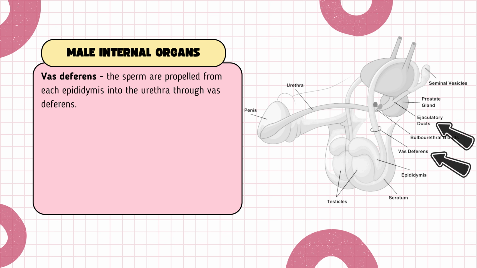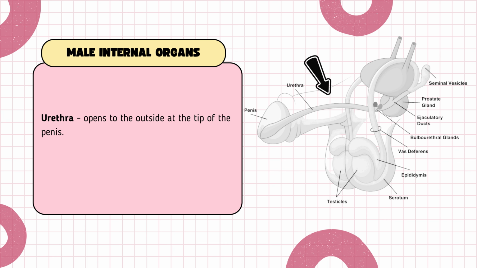The sperm are propelled from the epididymis through a muscular duct, called the vas deferens, during ejaculation. Each vas deferens extends behind the urinary bladder, where it joins a duct from the seminal vesicle, forming the ejaculatory duct. The ejaculatory ducts open into the urethra.